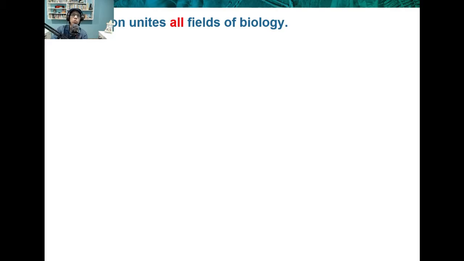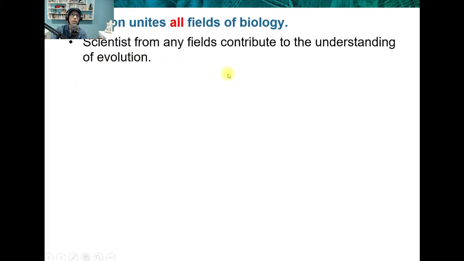Alright, evolution unites all fields of biology. What does that mean? It means that all fields of biology like anatomy, embryology, botany, zoology, and scientists from any fields contribute to the understanding of evolution. It means that, say, in botany, botanical studies would show that even plants have a common ancestry. So the plants that we have now are related to the plants that have existed thousands of years ago and millions of years ago. Yun ang ibig sabihin yan, unites all fields of bio.